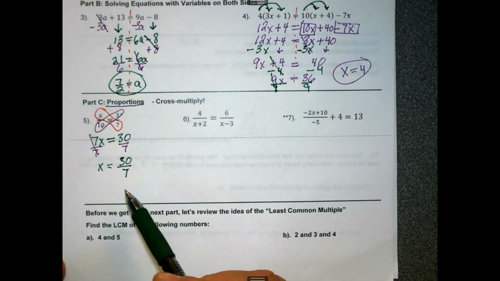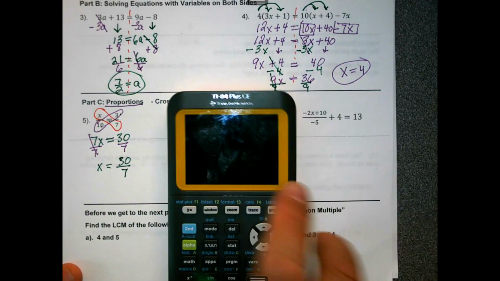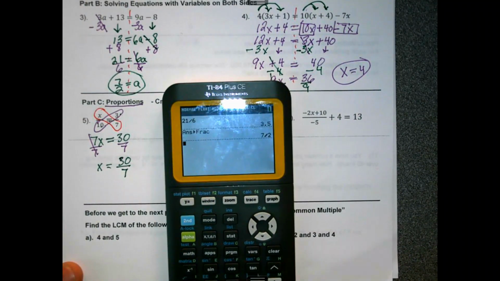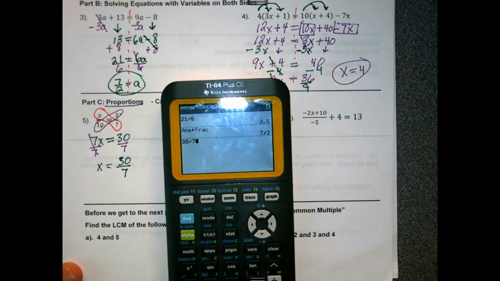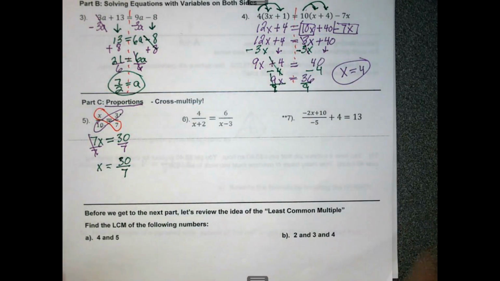Now, if you don't know if this is reduced, again, put it in your calculator. 30 divided by 7. There's my decimal. Hit math, enter, enter, and it's 30 sevenths. So it's reduced. It's in its simplest form. Okay.